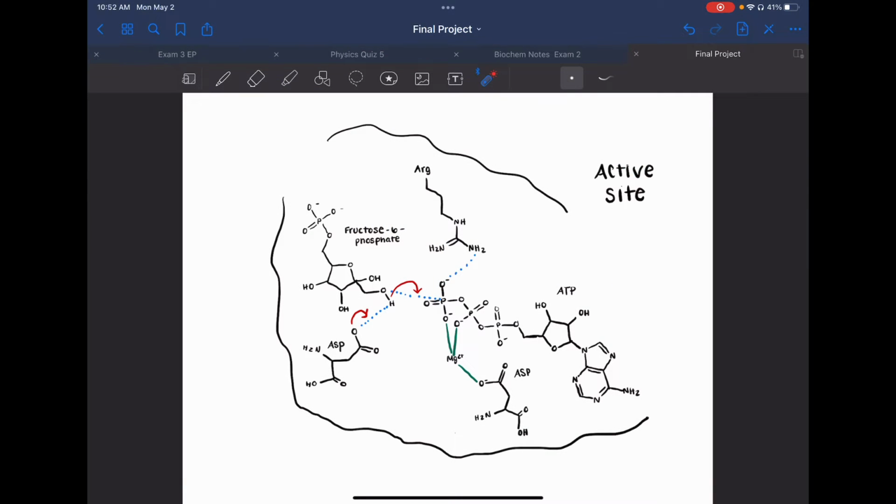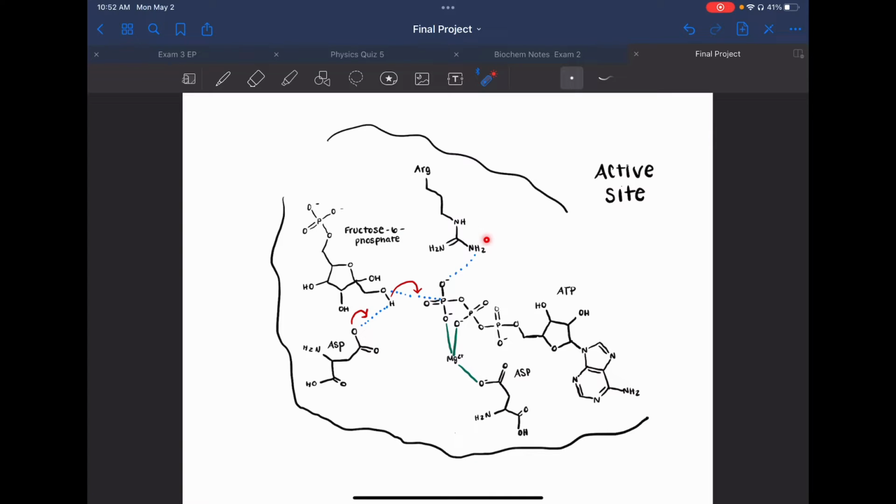This image shows the same mechanism as before, but in the active site of phosphofructokinase, with some of the important amino acids that are involved. The oxygen from aspartate forms a hydrogen bond with hydrogen from fructose 6-phosphate. Another oxygen from aspartate, as well as 2 phosphates from ATP, form ionic bonds with magnesium. The bonds that are formed with the amino acid residues stabilize the molecules to be able to undergo the reaction.